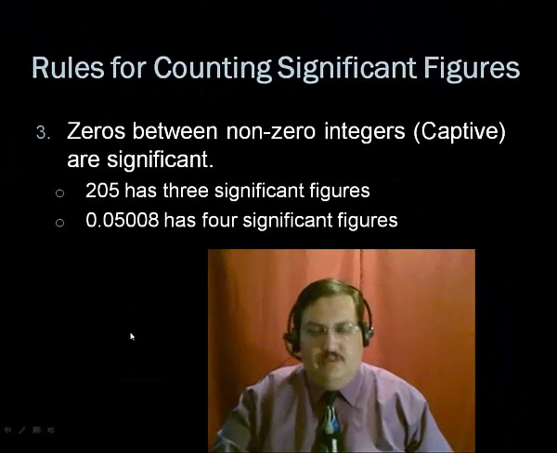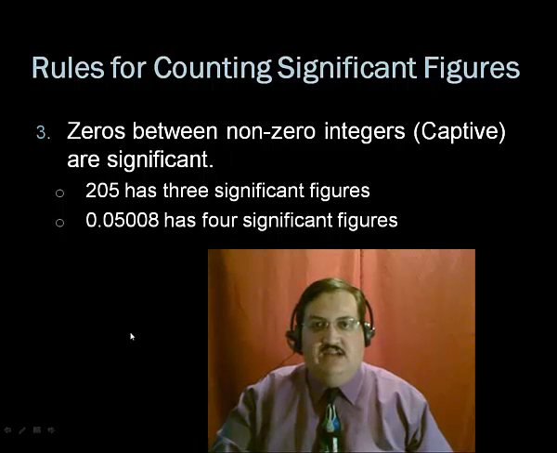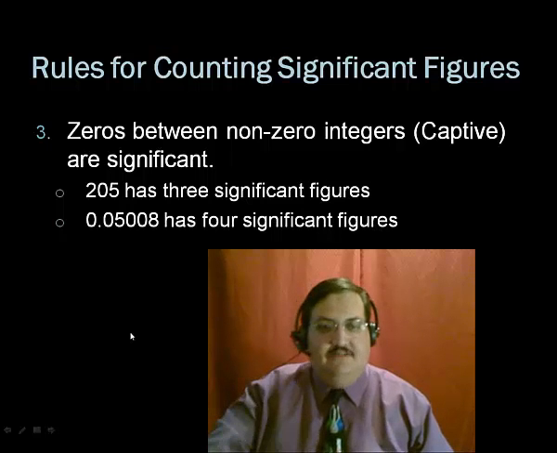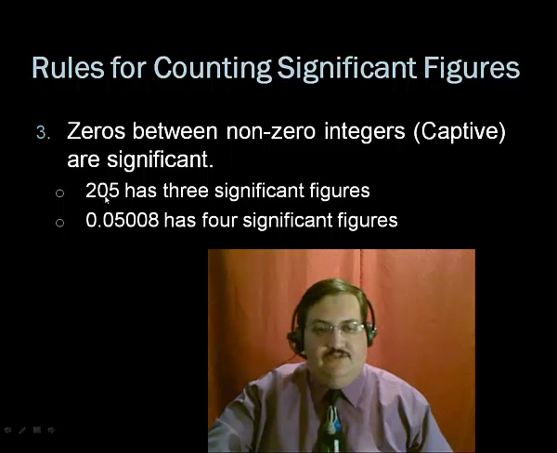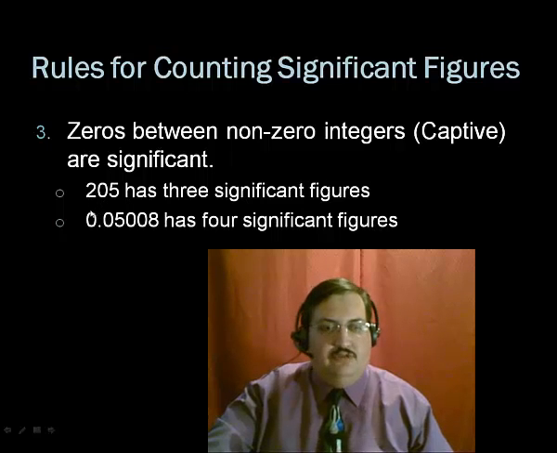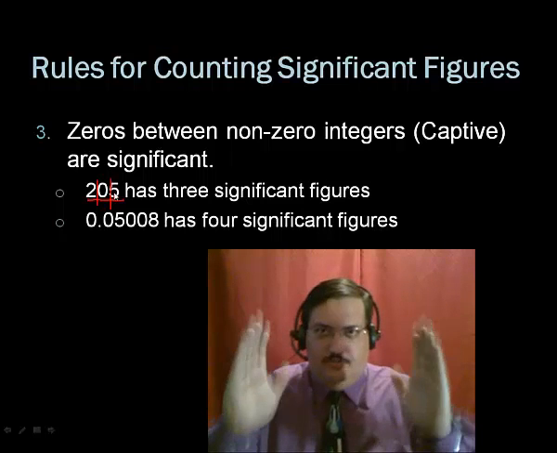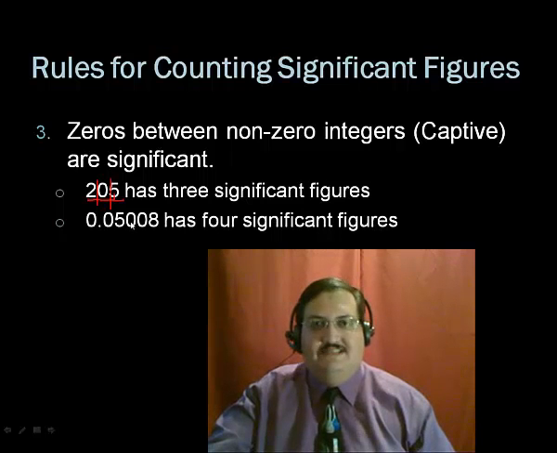Rule number 3 when looking at significant digits. Zeros between non-zero integers, otherwise known as captive zeros, are significant. Here I have 205. Now if I only looked at rule 1 and 2, the 2 and the 5 we know are significant. But here this 0 is captive. It's in between the 2 and the 5. Like it's captured between those brackets. Therefore it is significant as well. So I have 3 significant figures.